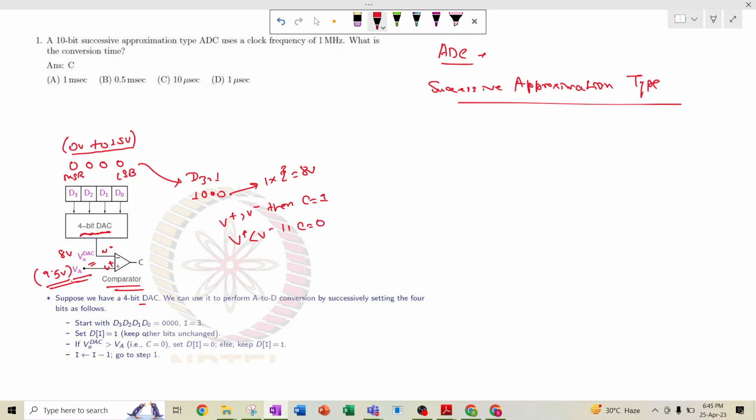So now what happens? If VO DAC is greater than VA, that means V minus is greater than V plus, then C is equal to 0. And if the output C is equal to 0, then here it will generate the 8 volt.